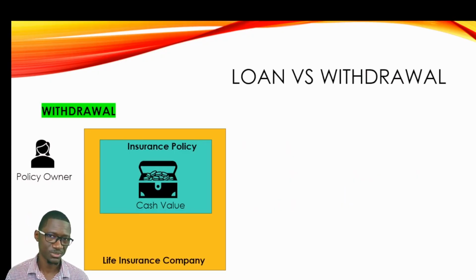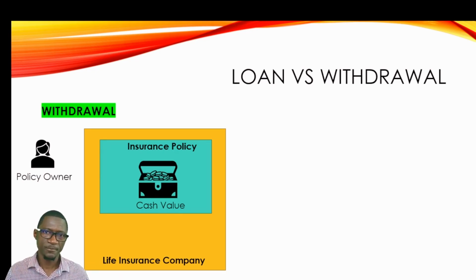Let's start with a withdrawal, because this one is familiar to everyone that has a bank account. So we have here our life insurance company that has our life insurance contract. And here we have a small treasure box. That treasure box contains our cash value, the equity that has built in our policy over the years as we earn interest and pay premiums.